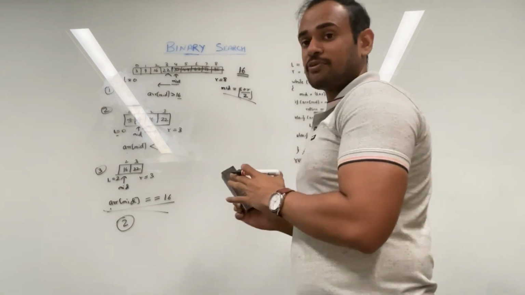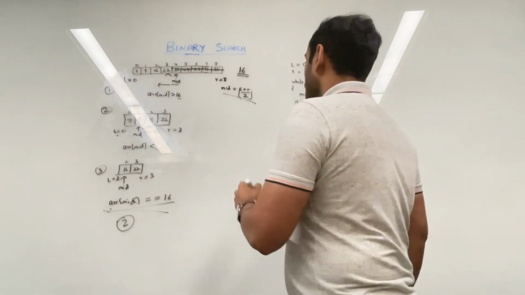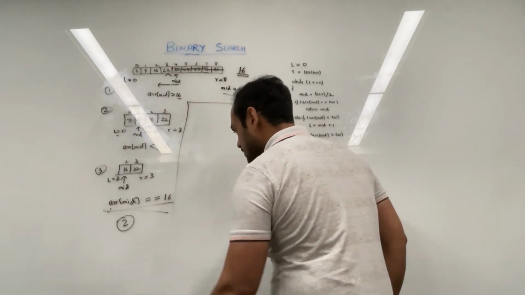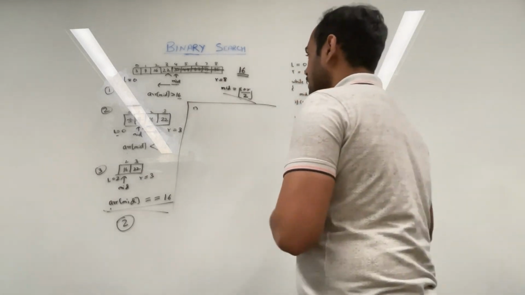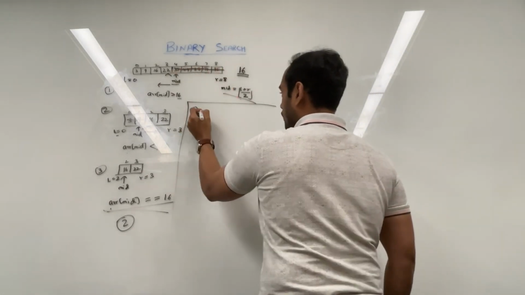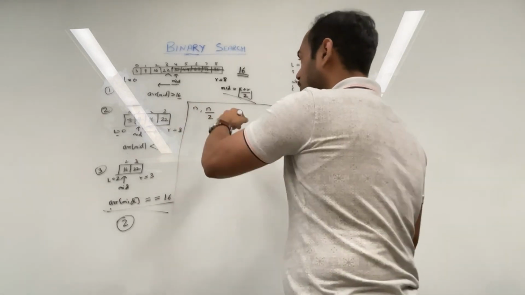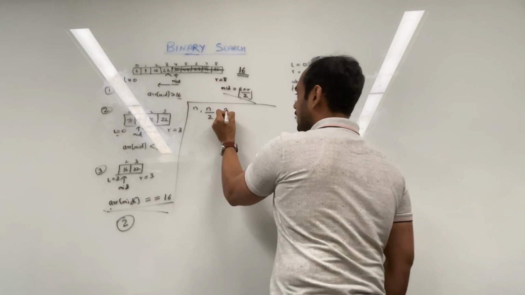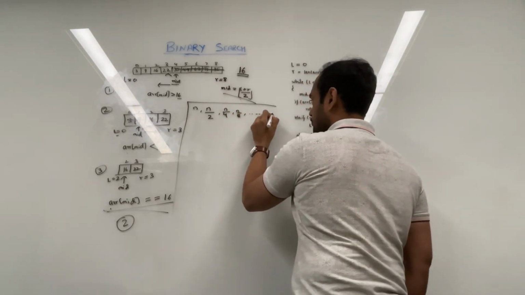So now let's first find the time complexity before moving into the code and the pseudocode I've written. Now to find the time complexity, let's understand something first. Let's say we have an array of n elements. In the first iteration, we eliminate half the array. So after the first iteration, we will be left with n by 2 elements. After one more iteration, we again eliminate half the array. So we are left with n by 4, then n by 8, and so on.